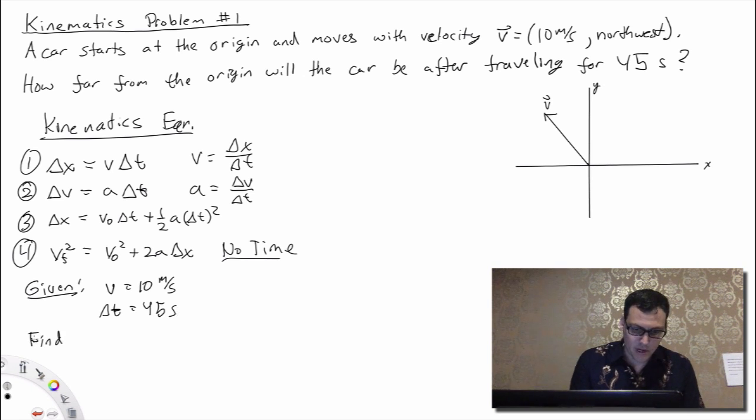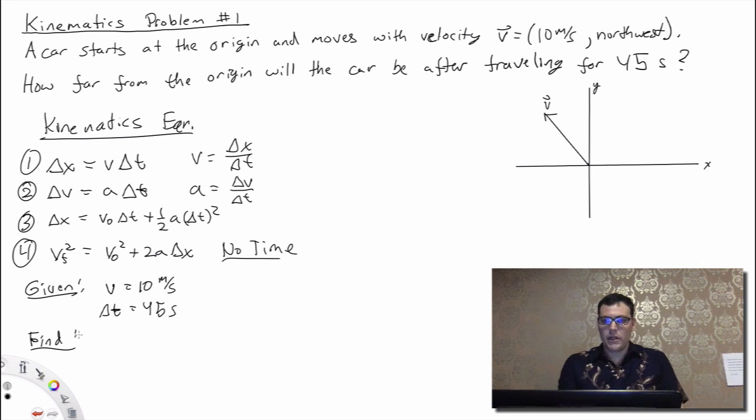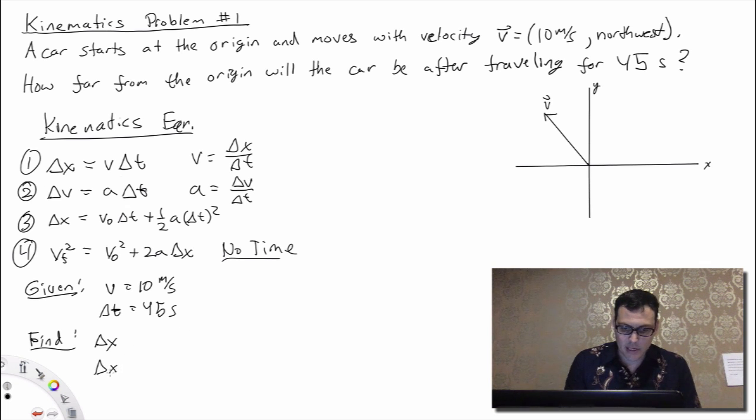And what do we want to find? We want to find how far from the origin the car will be after that amount of time. So we want to find basically delta x, the displacement. Now, if we're given these two things and we want to find this thing, which equation do we need? Well, we need number one. So we need delta x is equal to v times delta t.